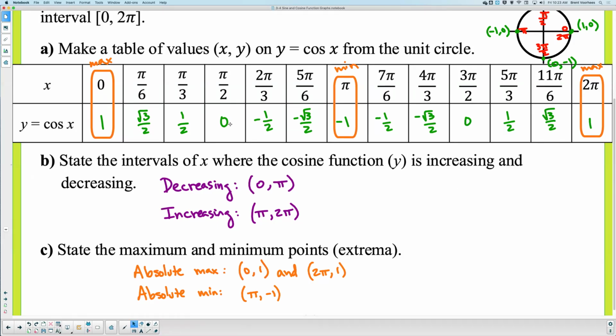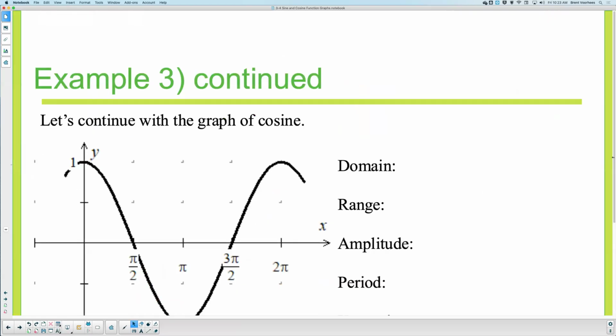How many zeros are on there? 2. Those are the 5 key points. So when we talk about the five key points, we're talking about maximums, minimums, and zeros. There should be 5 of them. That's what those are. Those are the zeros. Okay? Next slide here. Let's continue with the graph of cosine.